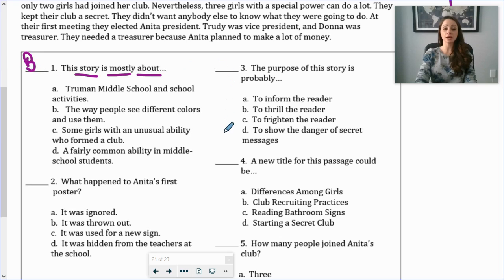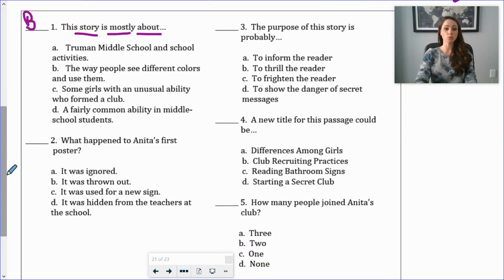Please remember these lines are for you to code your question types. This is not where you put your answer. Please make sure you circle or highlight, somehow notate your answer when you're doing your independent practice. Number 2, what happened to Anita's first poster?